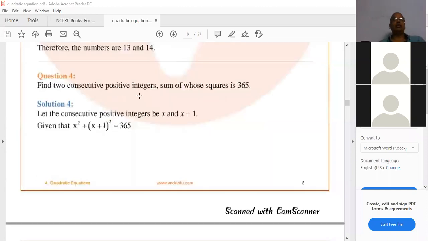Find two consecutive integers, the sum of whose squares is 365. Let one consecutive positive integer be x. The other consecutive positive integer is x plus 1. Sum of the squares means x square.